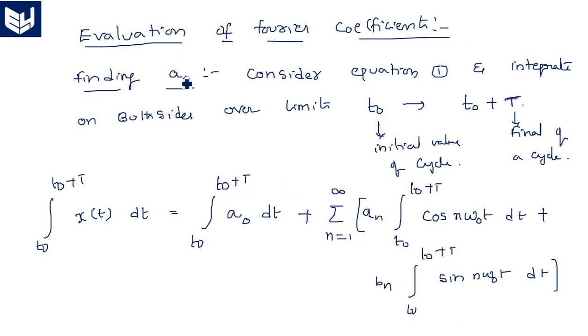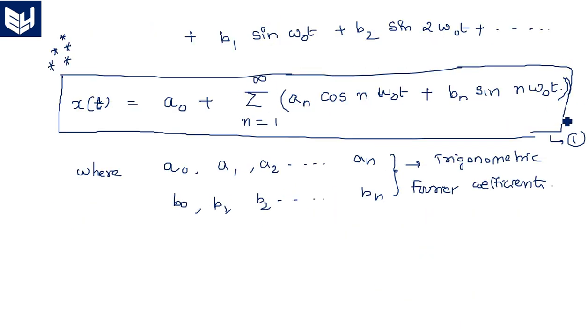Okay, so finding a n now. How to find out a n? Multiply this equation 1. See, everything is going to be derived from this equation 1. Understand this: which one are we going to find out? a n. a n is the component which is associated with the cos term, and b n is the coefficient which is associated with the sine term.